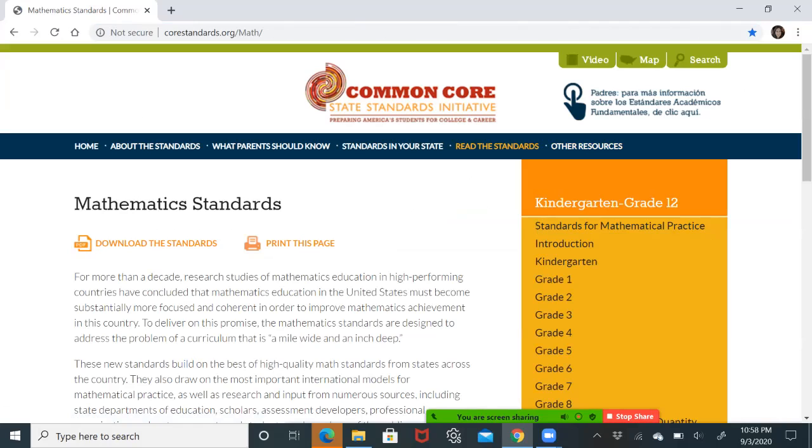So you can see over here on the right that we have all the information for grades K through 12, but one thing you might not be aware of is that there are actually two categories for the math standards. We have the math content standards, which are listed here by grade level. And we also have the standards for mathematical practice, or the SMPs. At a high level, here's the difference. The content standards are the what, and the SMPs are the how.